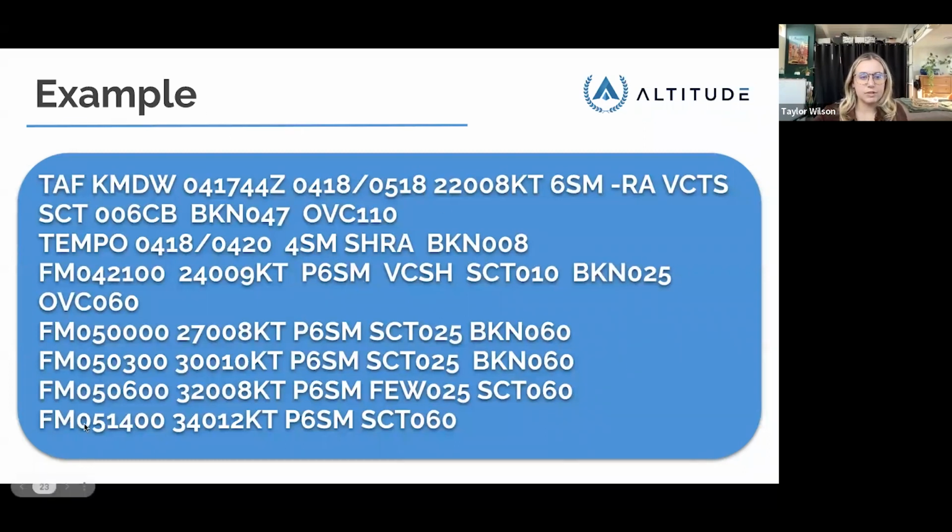And then lastly, from the 5th at 1400 Zulu, our winds are 340 at 12 knots, greater than 6 statute mile visibility, and we've got scattered clouds at 6,000. So scattered does not mean that it is a ceiling.